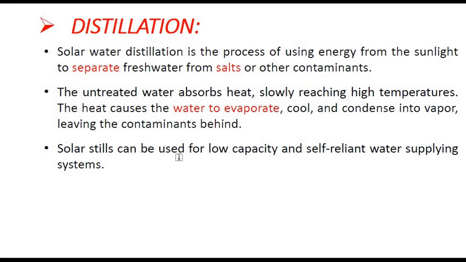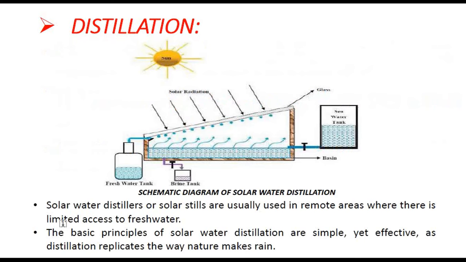So solar stills can be used for low capacity and self-reliant water supplying systems. Now this is the basic schematic diagram for solar water distillation. Solar water distillers or solar stills are usually used in remote areas where there is limited access to fresh water. So solar stills or distillers are used to store the water, and in them the solar distillation process will take place.